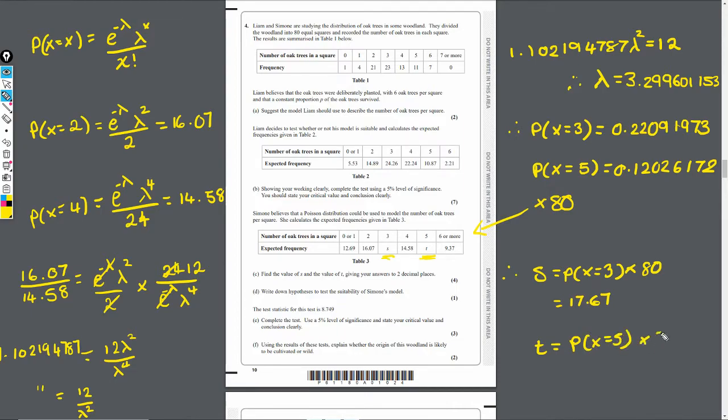Times that by 80, and that's my value, just round it to 2 decimal places. And if you do that, you'll get 9.62. Okay, so there we go, we've got the answers, or the values for S and T, both to 2 decimal places. So let's clear all that.